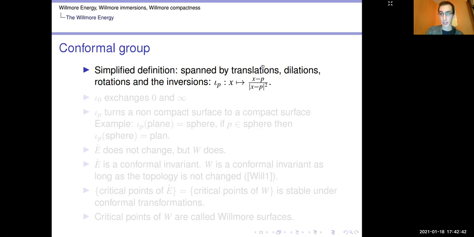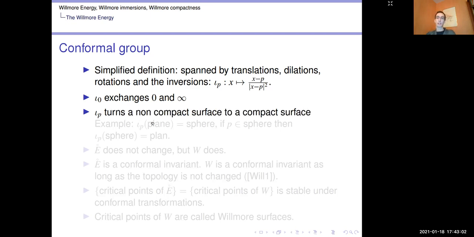It is highly peculiar in that, well, P is sent to infinity. In fact, if you look at the inversion centered at zero, it exchanges zero and infinity. So an inversion will be a non-compact transformation. So in practice, this non-compact transformation will turn a non-compact surface into a compact surface, and it can do the reverse. For instance, let's consider a plane. It's non-compact, it's not a compact surface. But if I take an inversion from a point centered away from the plane, then it will become a round sphere, a Euclidean sphere. Conversely, if I take a sphere and a point on the sphere, then taking the inversion at this point will open my sphere into a plane. So the inversion will turn a non-compact surface into a compact surface and vice versa.